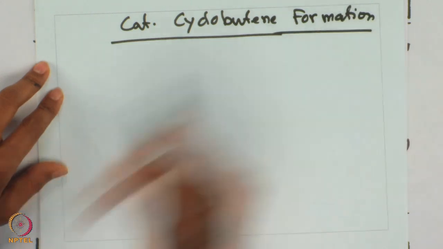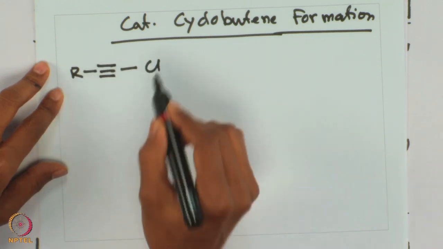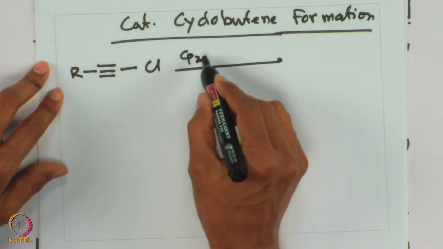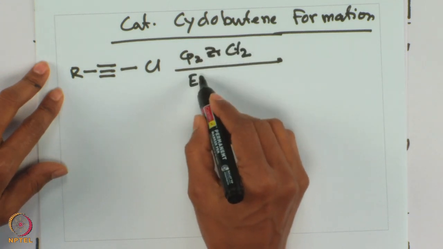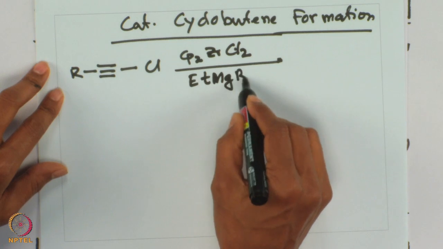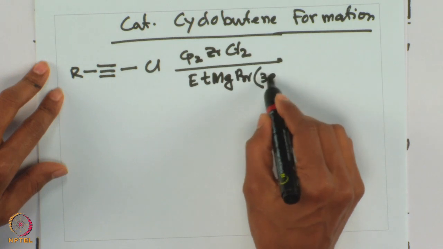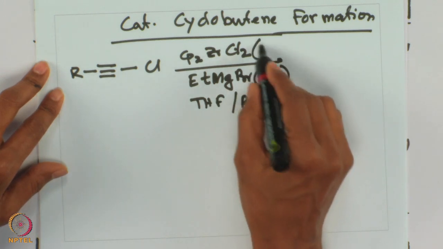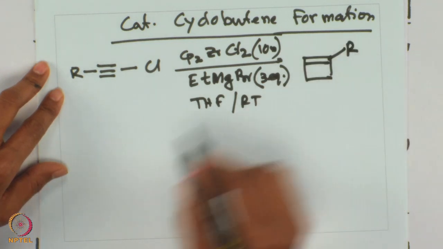So, the reagent as we were mentioning in the last class that is required for this reaction is alkynyl halide. Alkynyl halide will react with dicyclopentadienyl zirconium dichloride, for example. You need a Grignard reagent to get the zirconium reagent from it, that is why ethyl magnesium bromide is needed. What is used over here is 3 equivalents in THF at room temperature, and 10 mole% of zirconium gives rise to the cyclobutene species from this reaction.